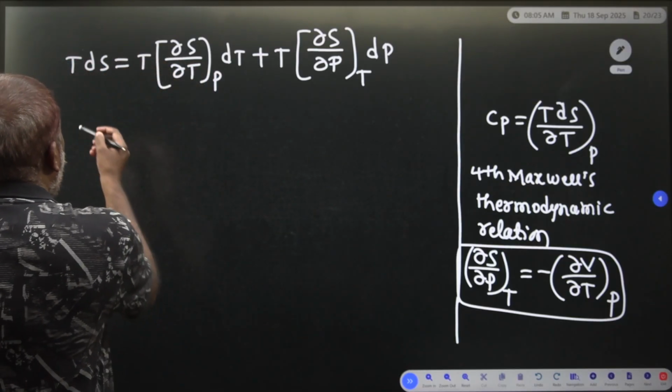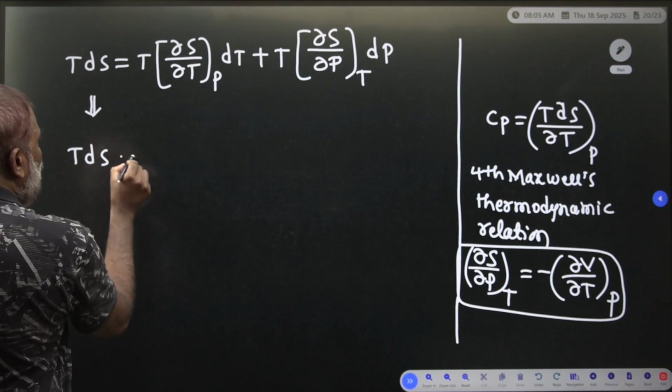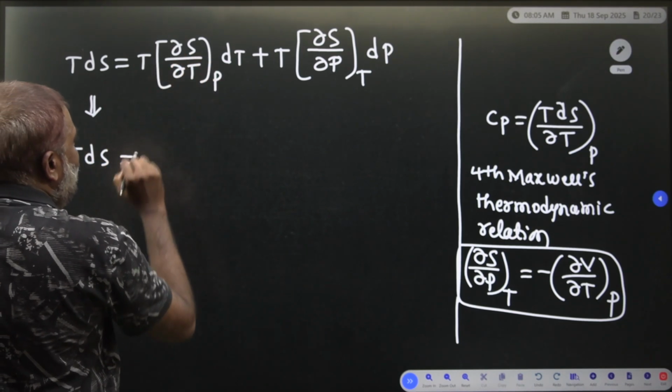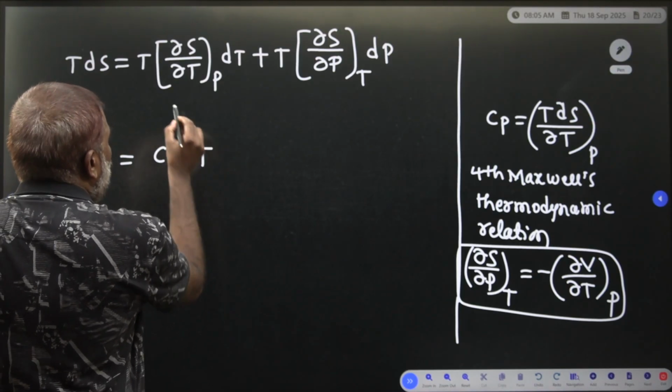So based on that, what is the TdS? TdS is equal to T(∂S/∂T) at constant pressure into dT, which is equal to Cp into dT.